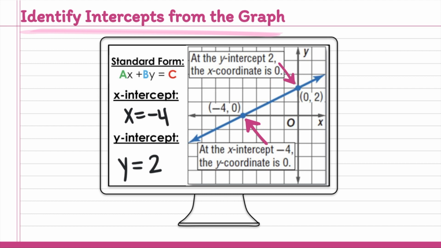Identifying the x and y intercepts from the graph is super simple. On the x-axis, wherever that line crosses the x-axis, that x value is your x-intercept. And then for the y-axis, wherever that line crosses the y-axis, the y value at that point is your y-intercept.